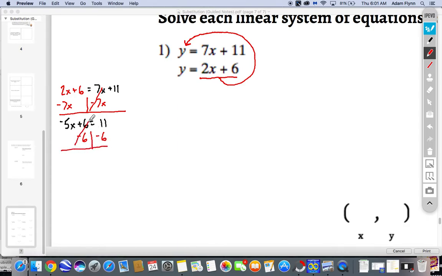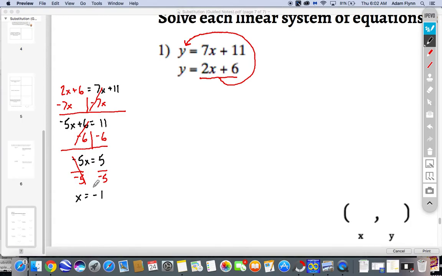When I do that, 6 minus 6 is going to cancel. So I'm left with negative 5x equals 11 minus 6, which is 5. Can divide both sides by negative 5 to get the x by itself. They cancel. So I've got x equals 5 divided by negative 5, which is going to be negative 1.